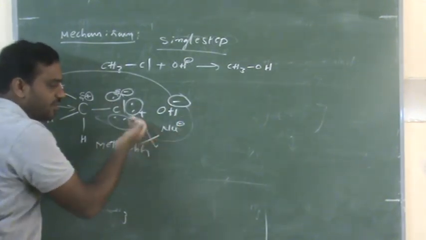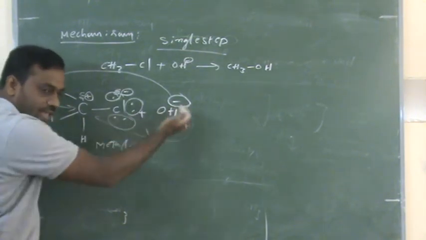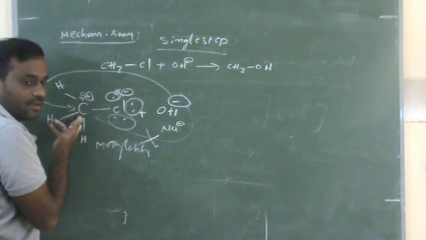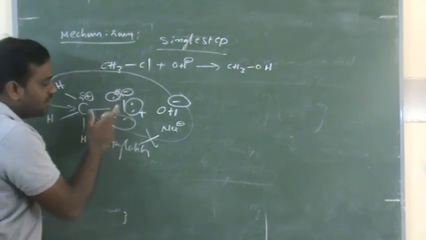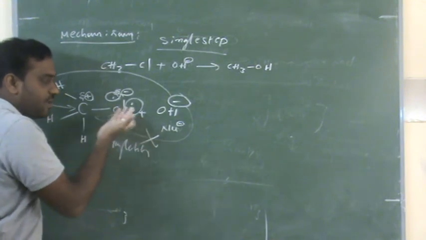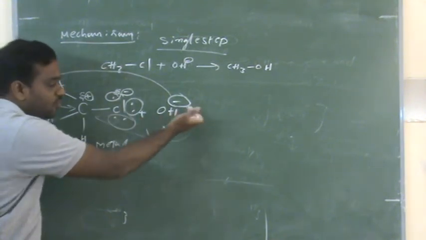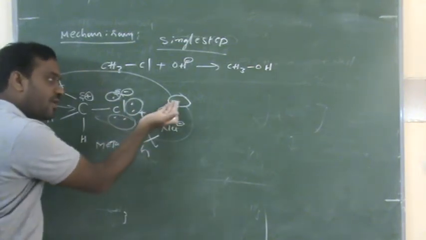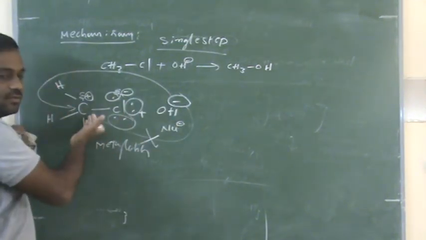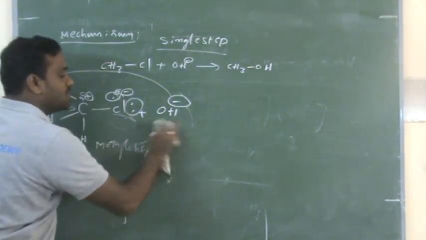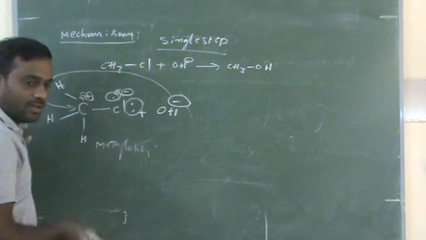If the nucleophile approaches from the same side where the Cl is present, this electron deficient carbon will experience electron repulsion between the Cl and OH minus. That's why the nucleophile can't come from the front side. That's why the nucleophile attacks the back side of this electron deficient carbon atom. I hope you understand how the nucleophile attacks now.